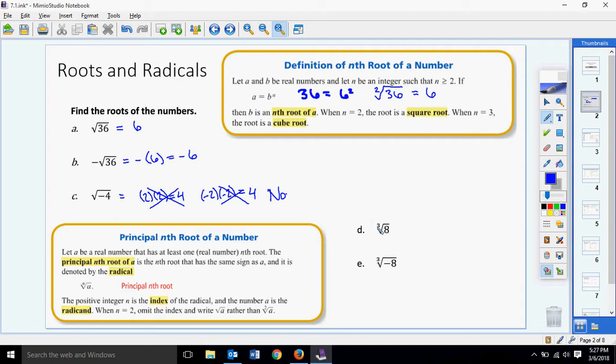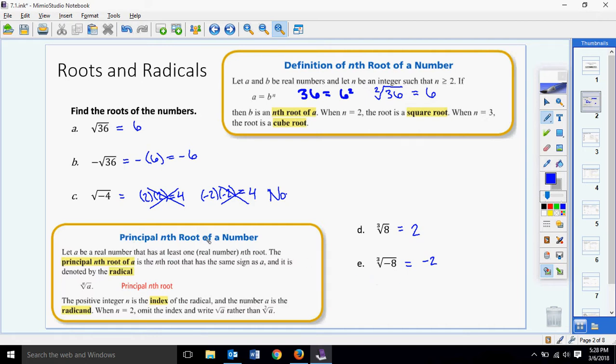Down here, now we're taking the cube root of 8. So we have to figure out what times what equals 8, and that's going to be 2 times 2 times 2. In other words, it's 2 cubed. So our answer to this problem is just 2. Down here, what times what times what will give me negative 8? And the answer is negative 2.